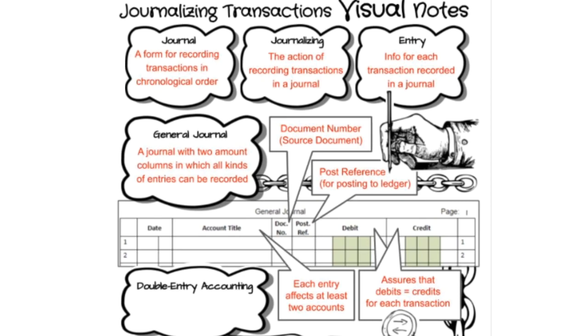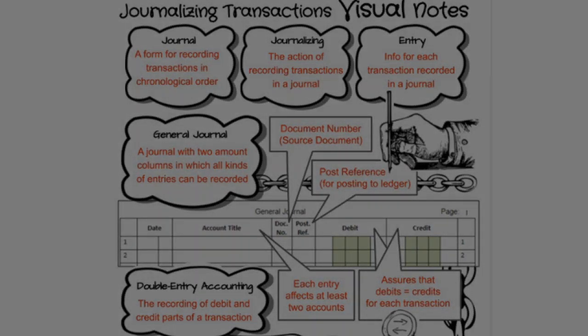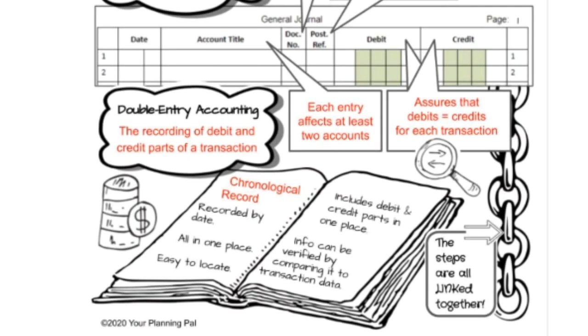Now, double entry accounting is the recording of debit and credit parts of a transaction. And so that's what our general journal is doing for us. Down at the bottom, we have a few more details about the general journal here. It is a chronological record, meaning it's recorded by date, and it's beneficial because it's all in one place and it's easy to locate. Also, in terms of accuracy, it includes debit and credit parts in one place, and info can be verified by comparing it to transaction data.